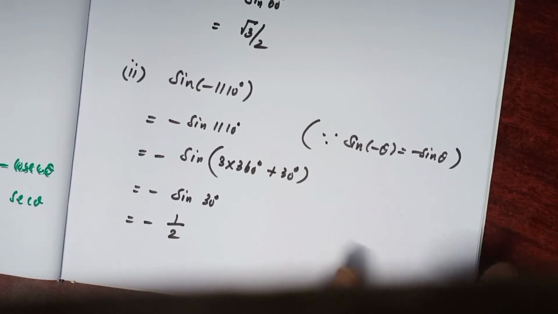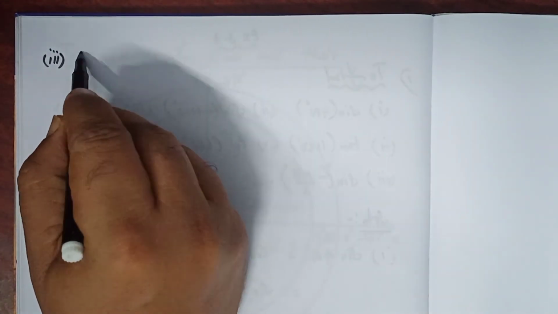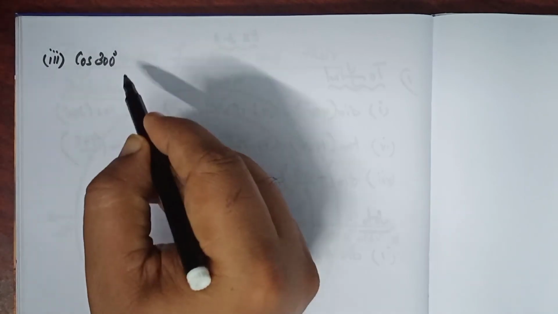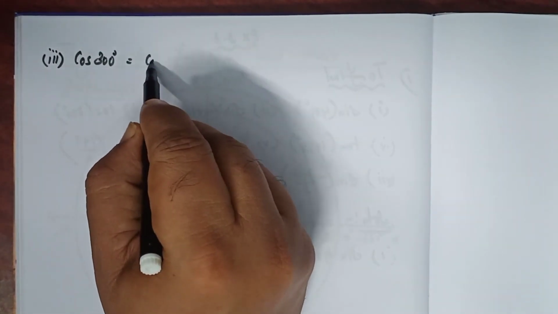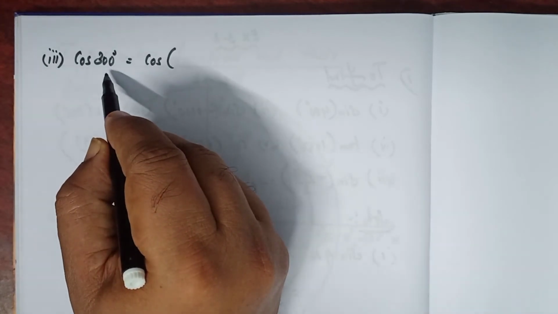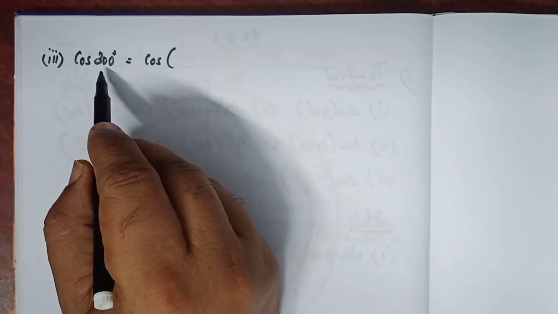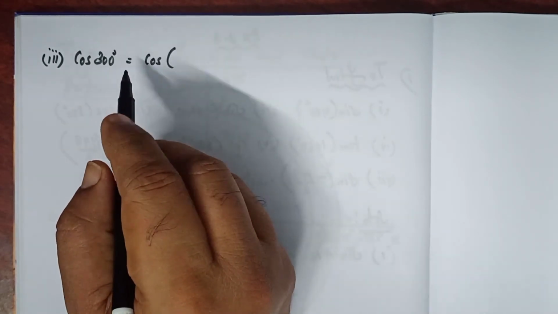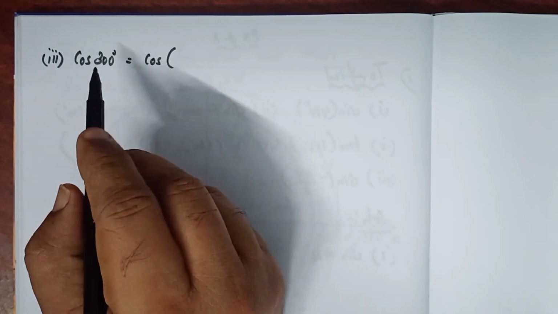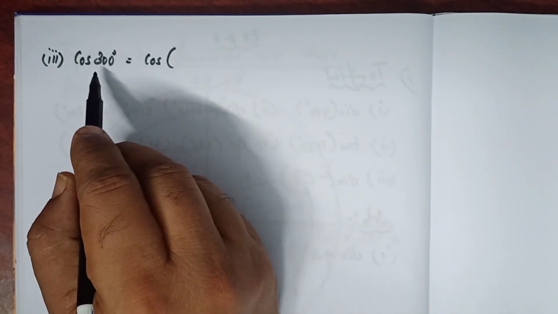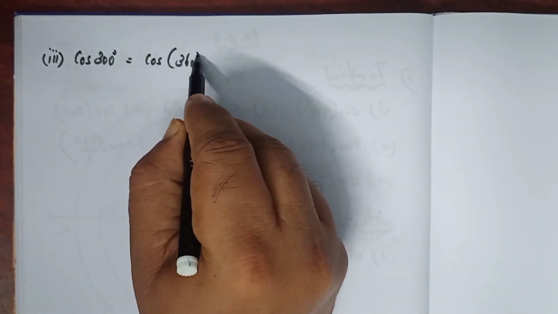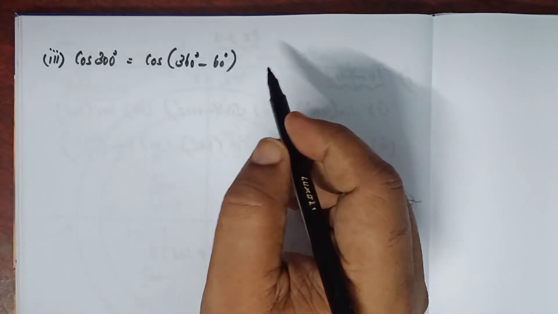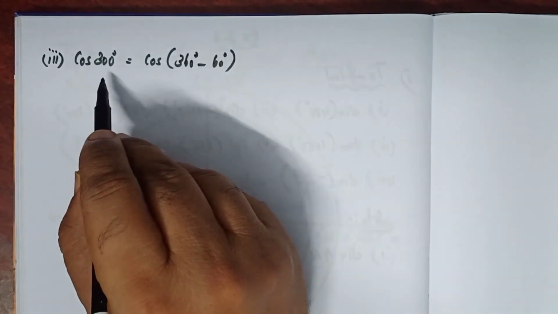Subdivision 2 is over. Now subdivision number 3, cos 300 degrees. Cos of 300 degrees can be written in two ways: 270 plus 30, since the first angle should be a multiple of 90, and 270 is a multiple of 90, or you can write 360 minus 60. I take 360 minus 60, which is equal to 300 degrees.